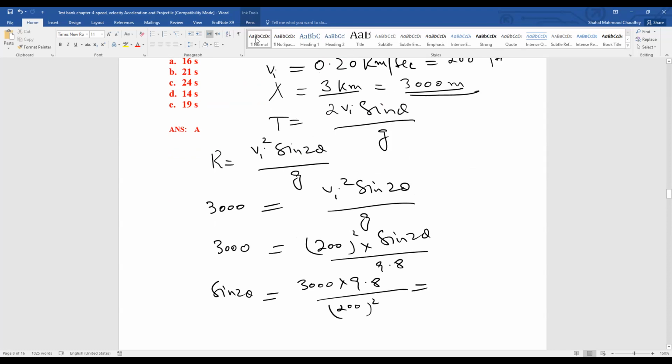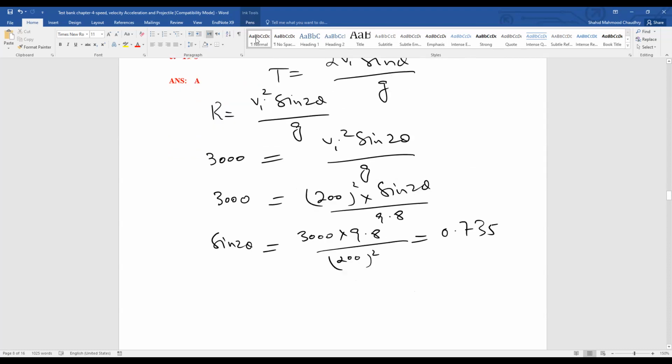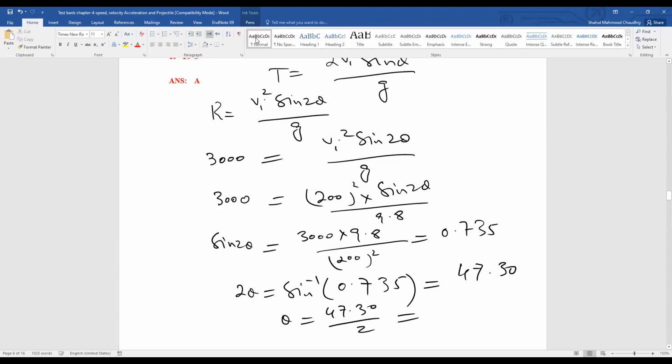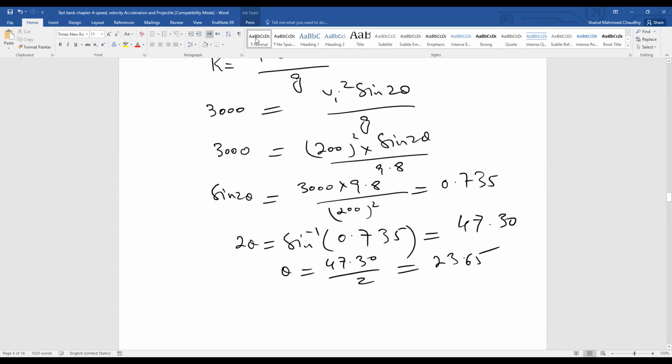When you solve this, you will get 0.735. I already calculated this. So sine 2 theta is equal to this, and 2 theta is equal to sine inverse of 0.735. When you solve this, your answer will be 47.30. This is 2 theta, so the theta value will be 47.30 divided by 2, which is equal to 23.65. Now we have the theta value.